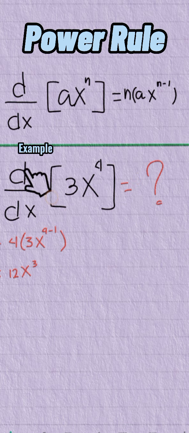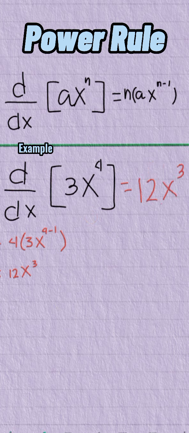Look, derivation of 3x to the power of 4. So as what I said, just multiply this exponent to its base and subtract 1 from the exponent. So look at this one. So what will happen? 4 times 3, x to the power of 4 minus 1. So 4 times 3 is 12. Then 4 minus 1 is 3. So therefore, the derivation of 3x to the power of 4 is 12x to the power of 3.